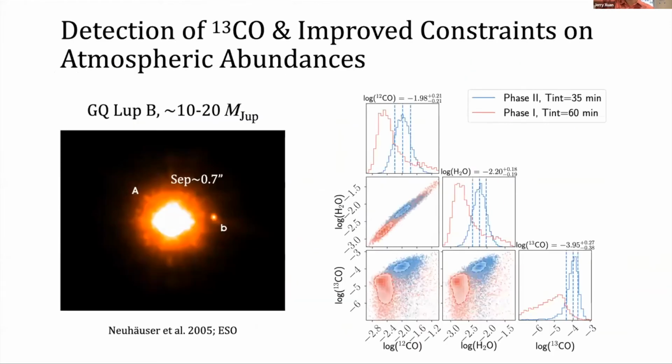Our increased throughput means that with less integration time, we can get a better signal to noise detection or even similar signal to noise detection. And here I'm showing retrieval results for GQ Lup B, where I can confidently detect 13CO, the isotopologue of carbon monoxide in this atmosphere. So on the right are contours for the phase 2 results in blue and the phase 1 results in red, which used more integration time, but provided less good constraints.